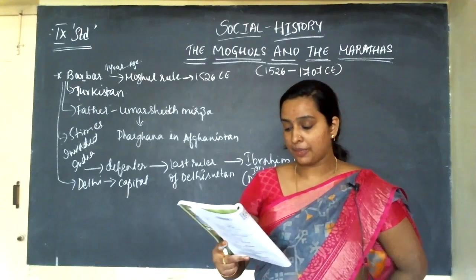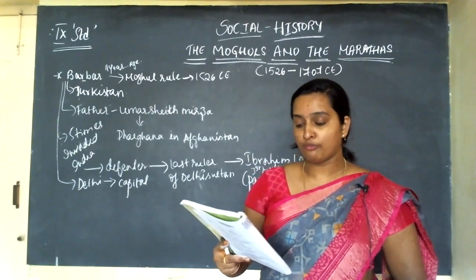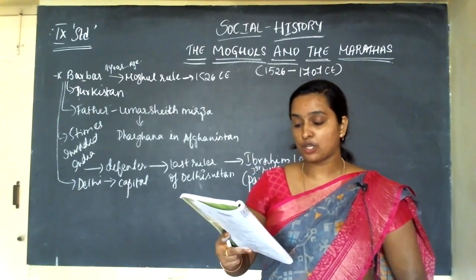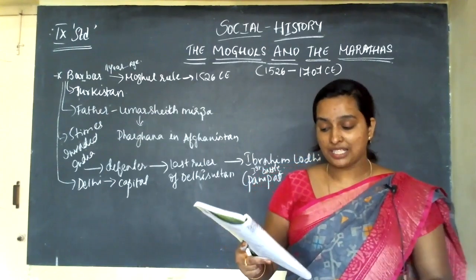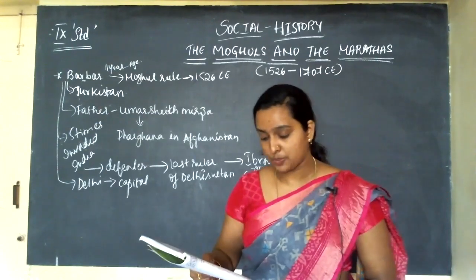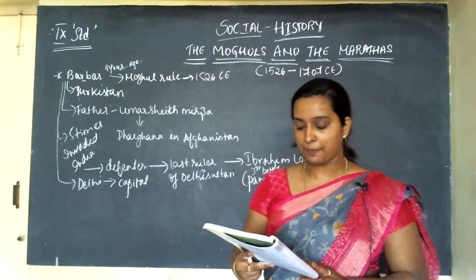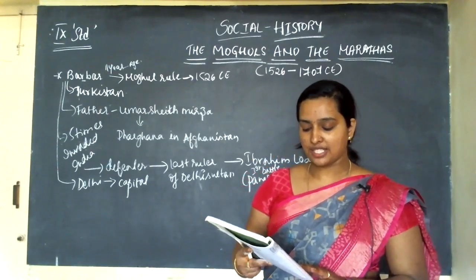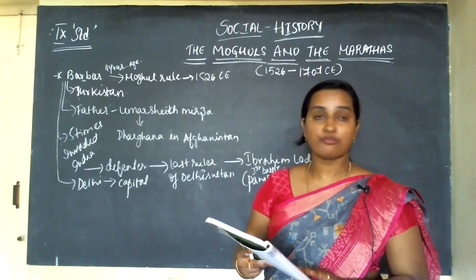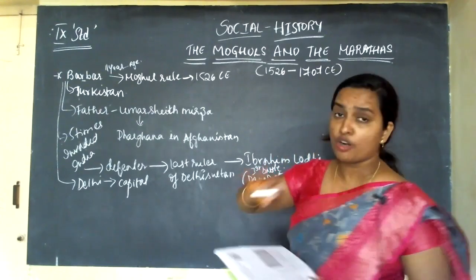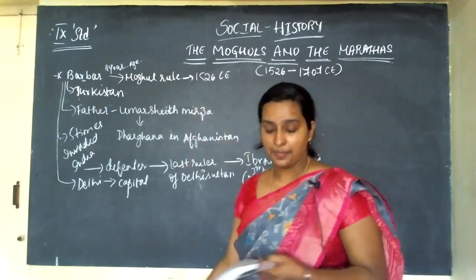Coming back to the lesson. Over a period of 4 years, he defeated Rana Sangram Singh of Mewar, the Rajput king Medini Rai of Chanderi, and Ibrahim Lodi's brother Mahmud Lodi. Babar won the battles of Panipat, Ghagra, and Khanwa, and established Mughal rule over a large area of North India. So completely the North India was captured by Babar.